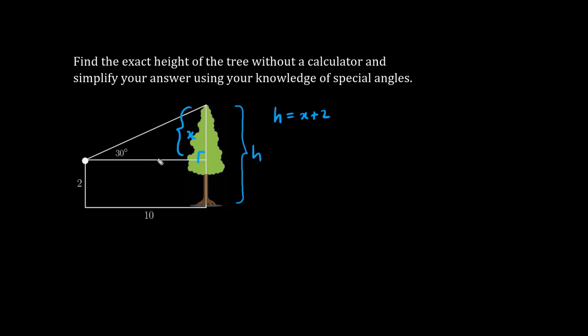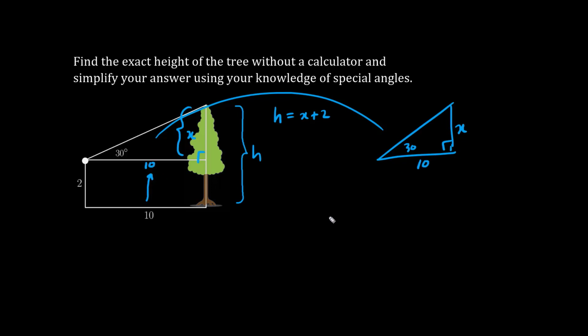This person is looking at the top of the tree. So let's focus on this triangle. The triangle portion looks like this, and we're trying to solve for X, and we have 30 degrees, and we'll slide this 10 up here. So we have a base being 10.